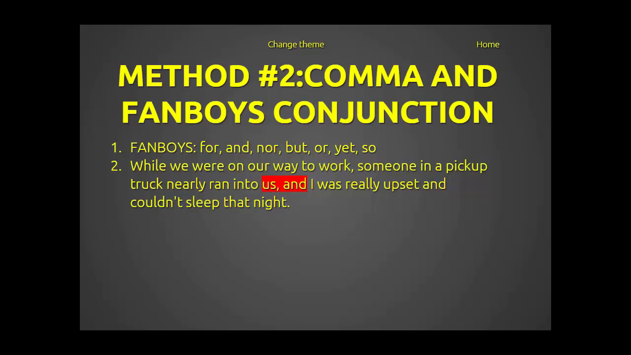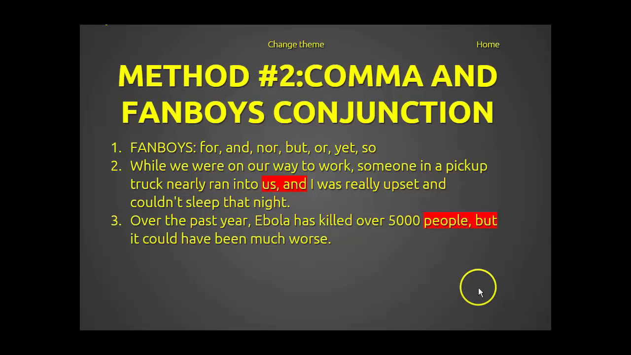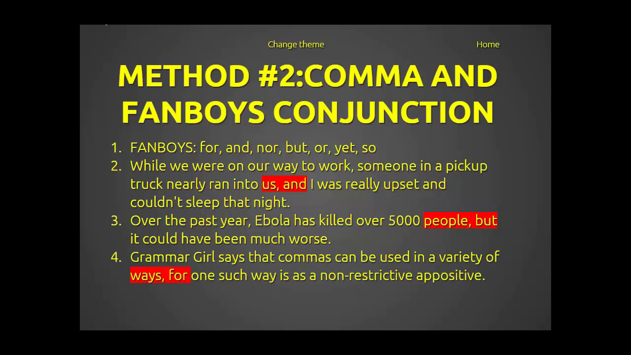While we were on our way to work, someone in a pickup truck nearly ran into us, comma, and I was really upset and couldn't sleep that night. So in this case, I connected these two sentences with a comma and a conjunction, and. Over the past year, Ebola has killed over 5,000 people, comma, but it could have been much worse. Grammar Girl says that commas can be used in a variety of ways, comma, for one such way as a non-restrictive appositive. So in this case I used for, which isn't very common, but it was the only one that worked in this sentence.